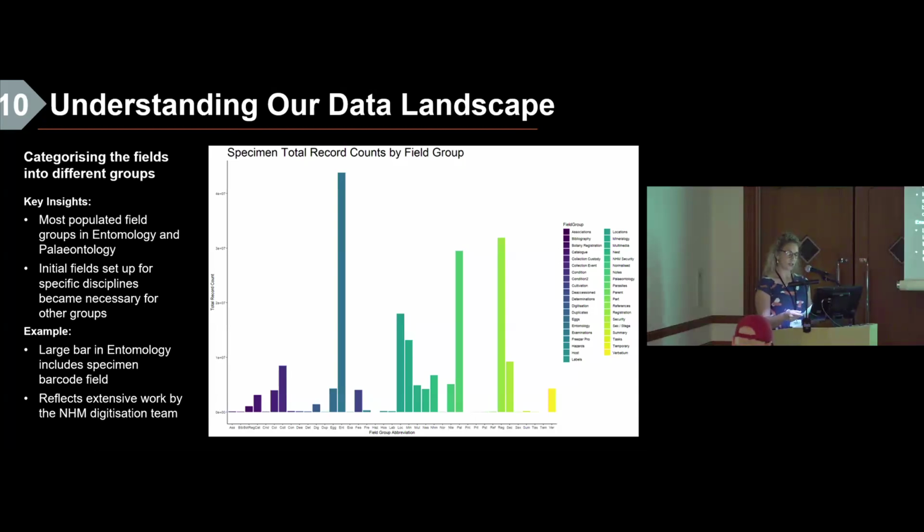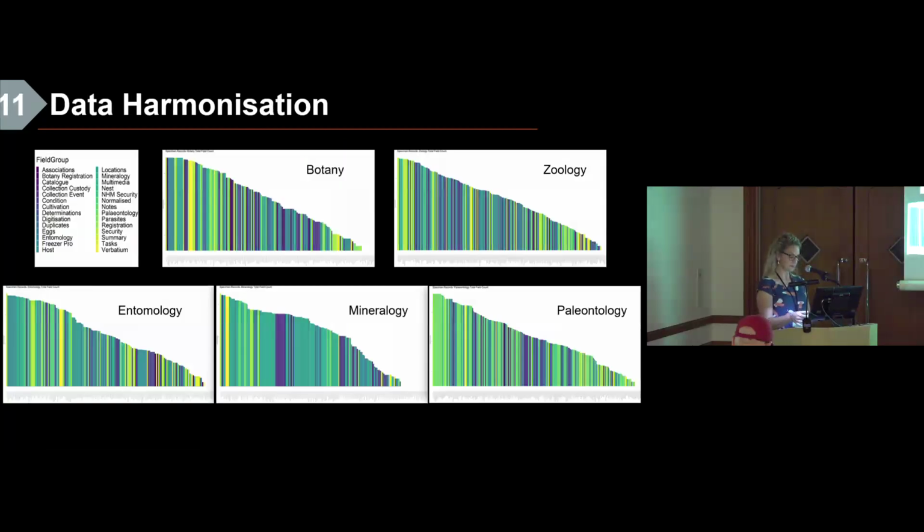The large numbers that you see here are driven by the extensive work of the NHM digitization team, which accelerates the creation of specimen records. So using this field group approach, we plotted the fields across departments. And while the details are hard to see, the key takeaway is the overall pattern. Each color represents a field group, showing that each department has unique requirements.